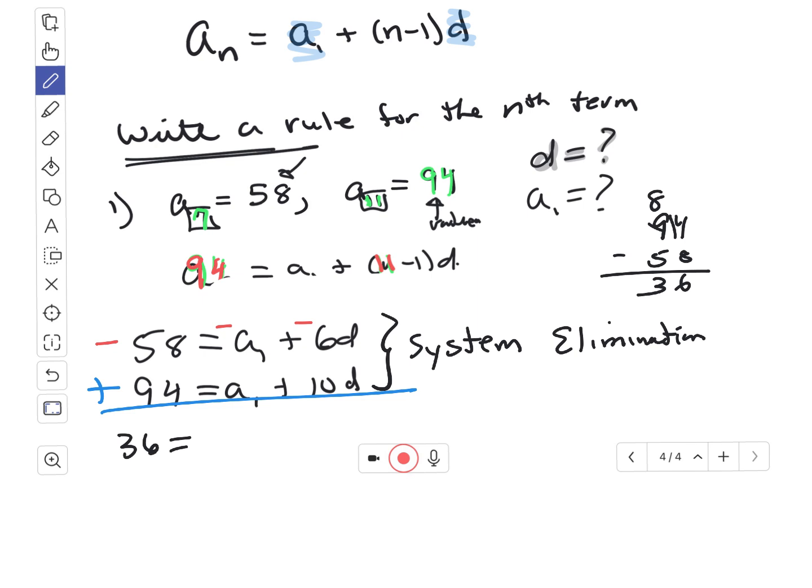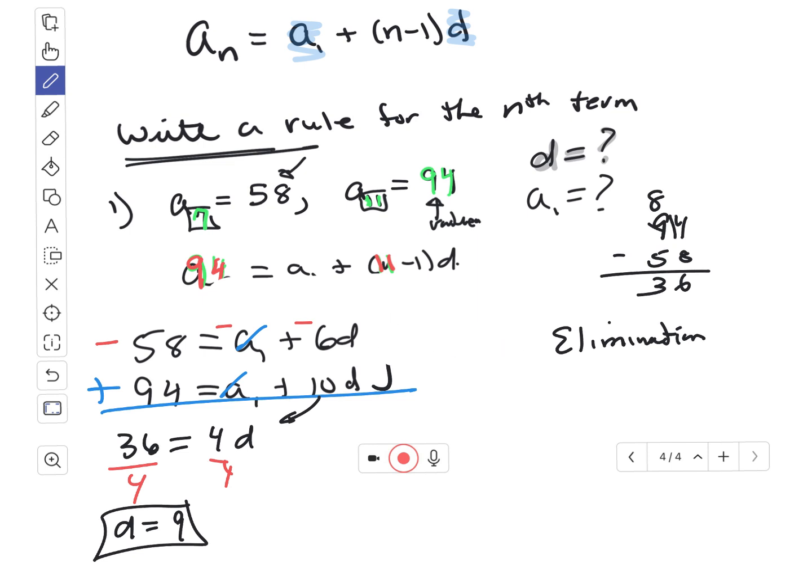Negative a sub 1 plus a positive a sub 1 drops out. And then that leaves me 4 d's, right? And then I can divide both sides by 4. And I now know that my d is 9. And once I know that d is 9, can't I go back up to either equation? I'm going to go back up to this one and plug in 9 for the d, because we just found out that d is 9.